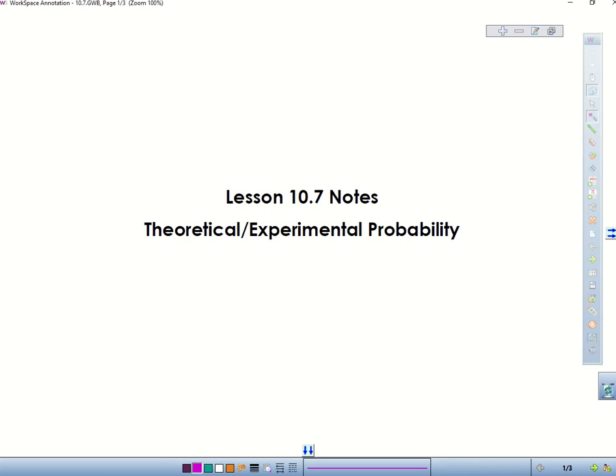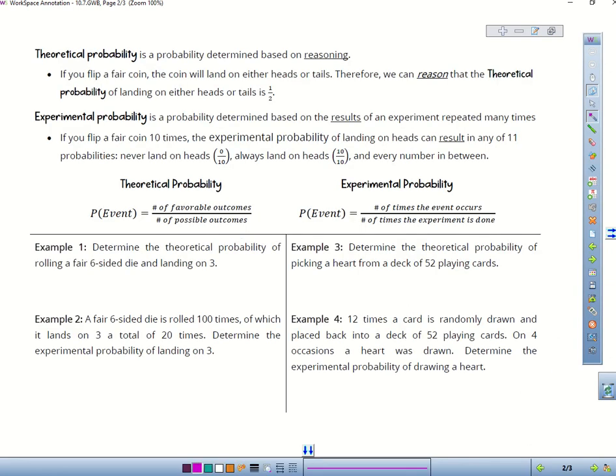Alright, so today we're going to be talking about theoretical and experimental probability and the difference between the two. So all the probability you have been doing thus far has been theoretical probability. Okay, so let's talk a little bit about the difference. Theoretical probability is probability determined based on reasoning.